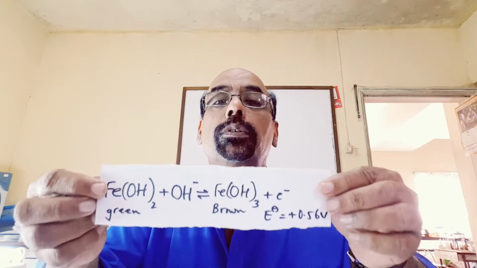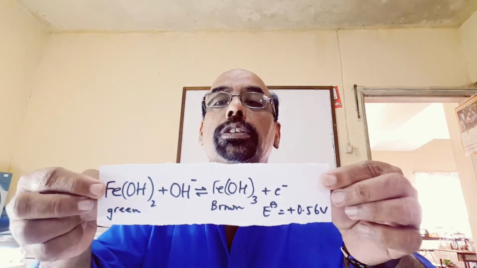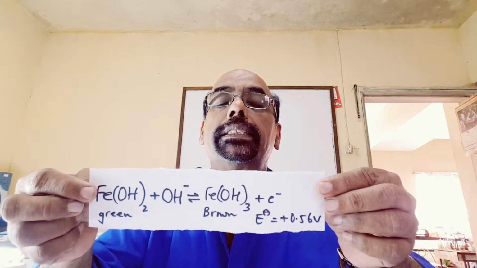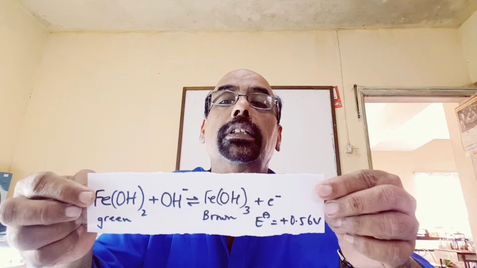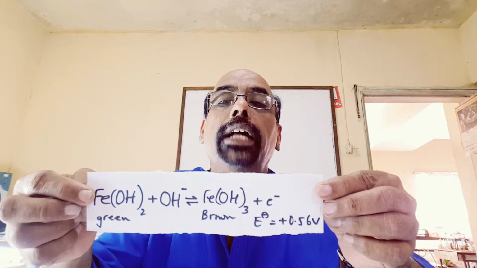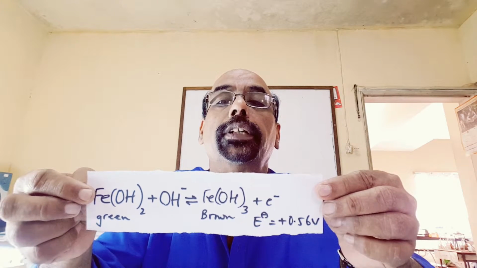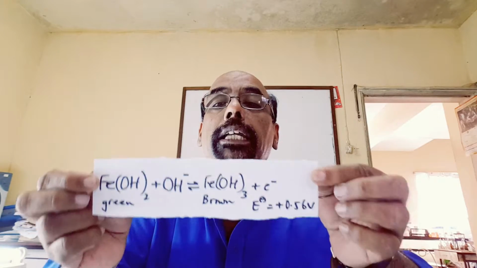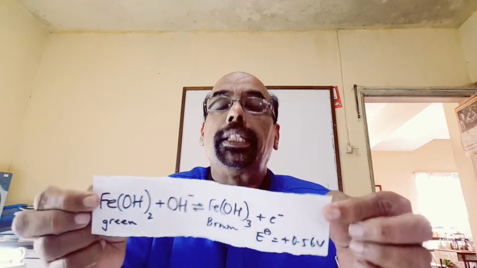This is shown by its electrode potential value. Iron 2 hydroxide in presence of hydroxide ions is converted to iron 3 hydroxide. The E theta value is given as plus 0.564. This value can be obtained from the data booklet. If more sodium hydroxide is added, the precipitate will not dissolve.